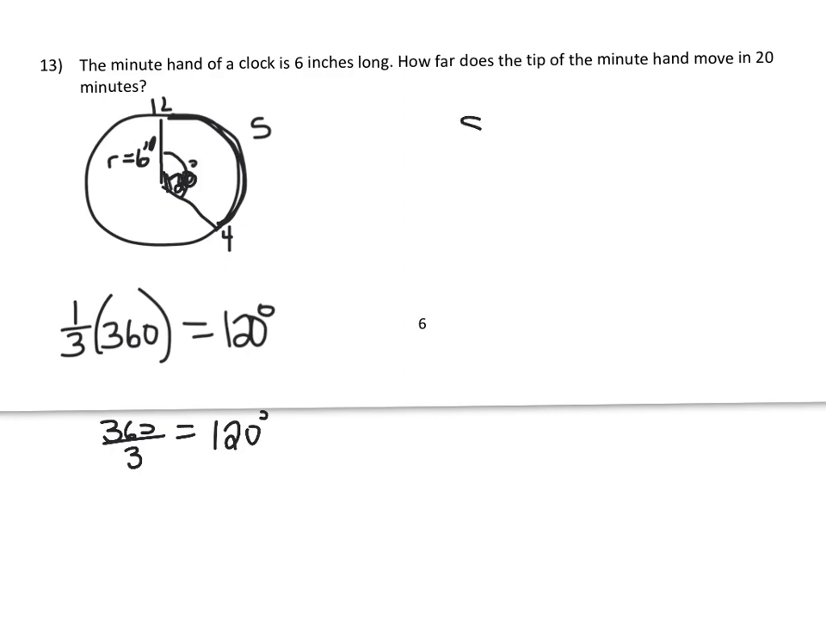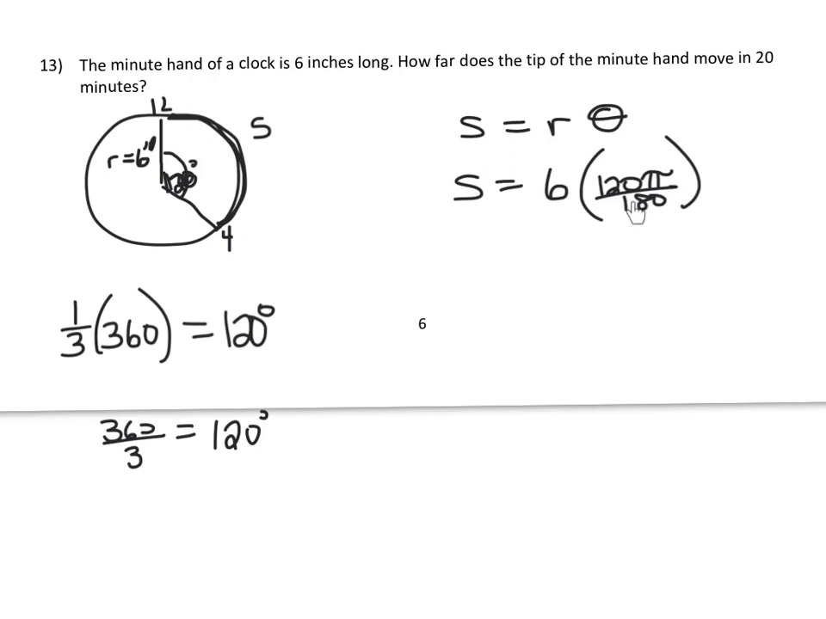So now let's use our formula. S equals R theta. We're looking for the S. We know the radius is 6, and the angle measure is equal to 120 degrees. But to convert that to radians, we multiply by pi over 180. And if you prefer to simplify this, 120 over 180 is 2/3. If you want to rewrite this as 2 pi over 3, you can.